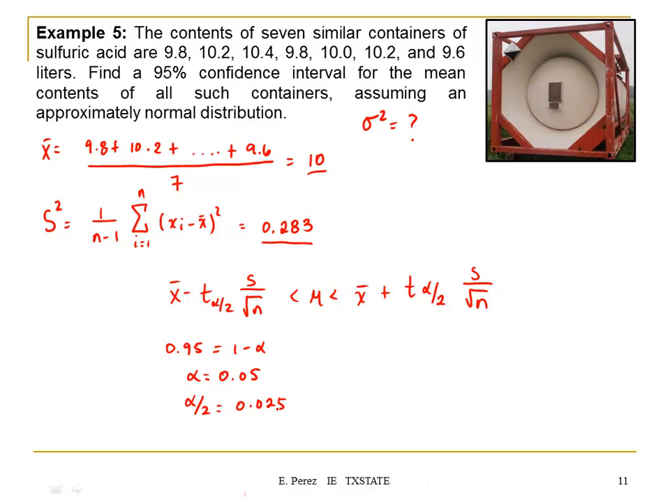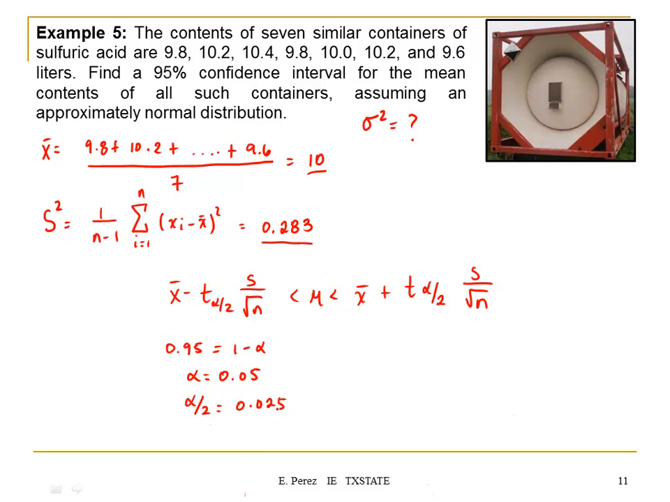And now, yes? So when do you divide the alpha by 2? It's based on the type of confidence interval that you're looking at. In this one, we are using the two-sided confidence interval. So in those cases, you have to use alpha divided by 2. When you have only one-sided, you don't have to. Okay? Good question.